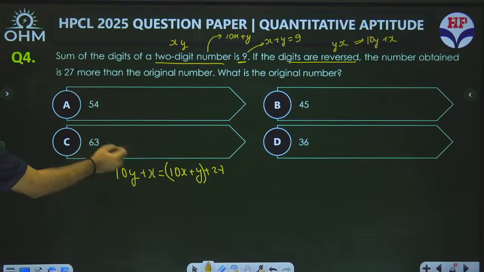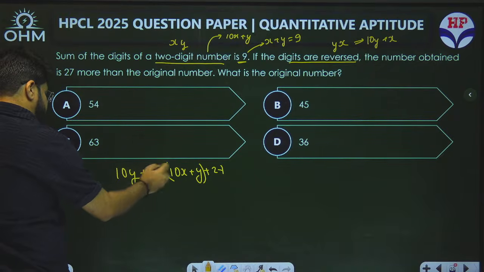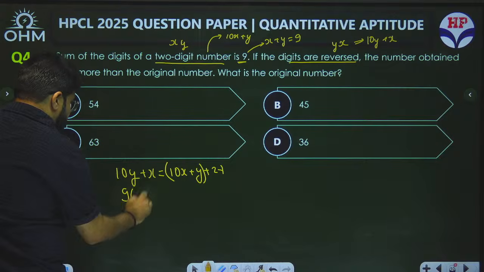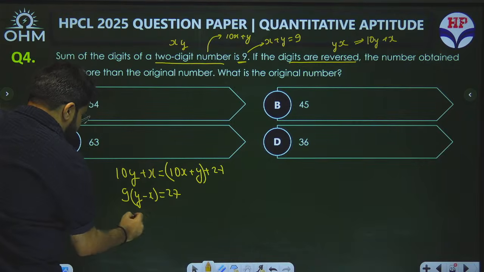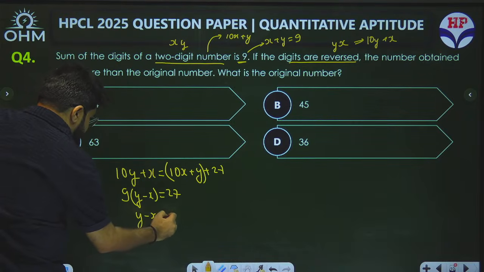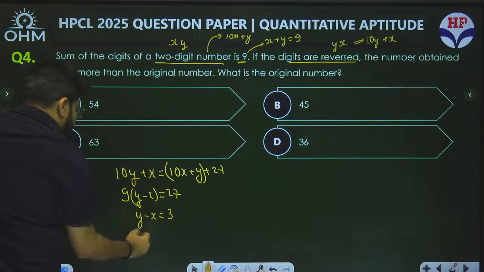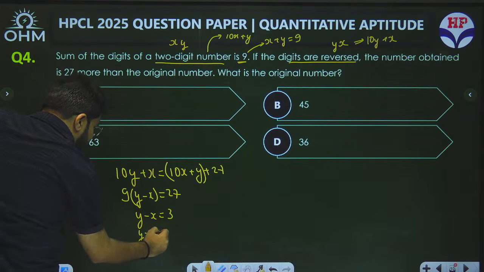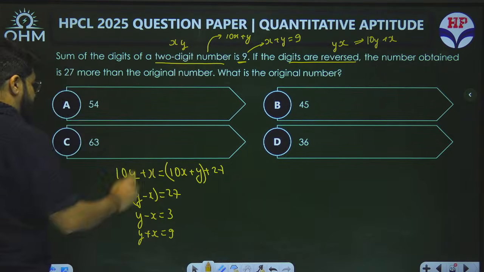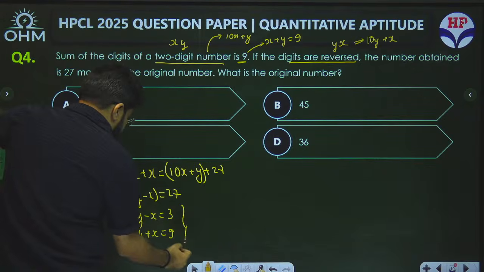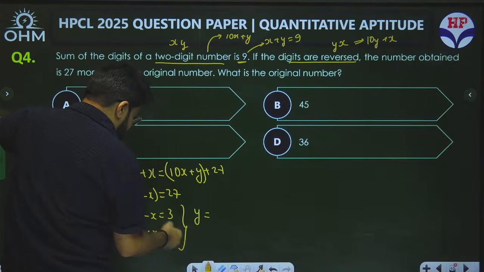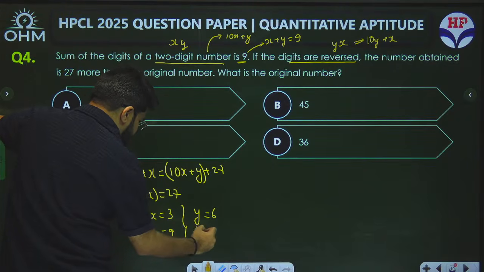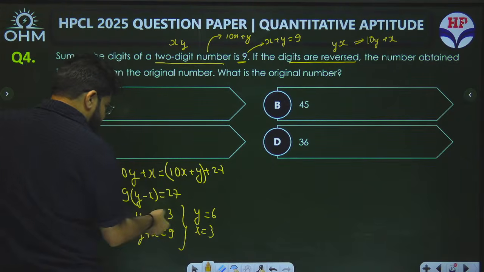When you solve and bring all the x and y terms to the left side: 10y minus y is 9y, x minus 10x is minus 9x. So I'll take 9 common: 9 times (y minus x) equal to what is left on the right side, 27. If I cancel 9, y minus x equal to 3. At the same time, we had another relation, y plus x equal to 9, the sum of the digits. So if I add, x will cancel, 2y equal to 12. So y is 6, and x will be 3. Correct? 6 plus 3 and 6 minus 3.